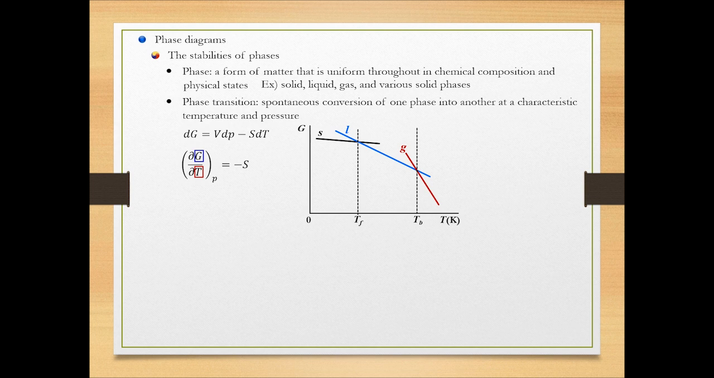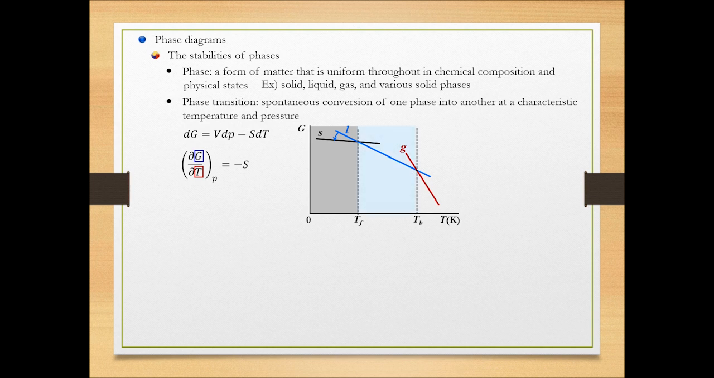Now, let's turn our attention to the region below the freezing point. In this region, we can clearly observe that the Gibbs free energy of the solid phase is lower than that of the liquid phase. This explains why a substance spontaneously freezes below its freezing point. It does so to achieve the lowest possible Gibbs free energy.